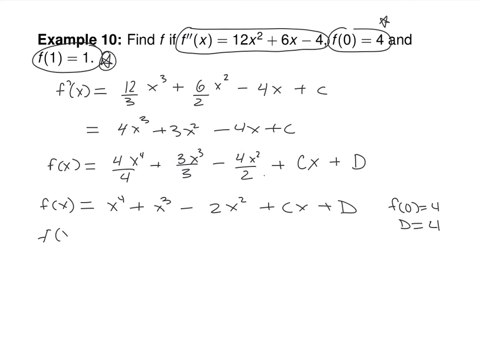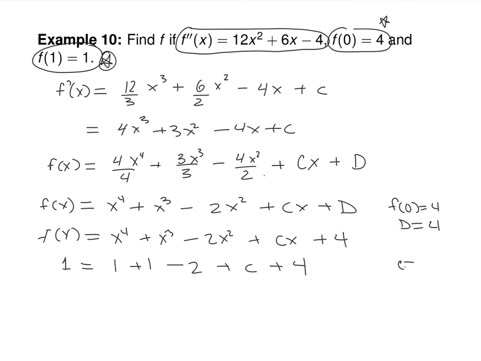So your function f of x is x to the 4th plus x cubed minus 2x squared plus cx plus 4. Now you plug in 1. When you plug in 1, you get out 1, right? So 1 goes in for x and 1 goes in for y as well, right? So 1 equals 1 plus 1 minus 2 plus c plus 4. Well, it's f of 1, but f of 1 is equal to 1. The c is negative. Do you guys agree that c is negative 3?